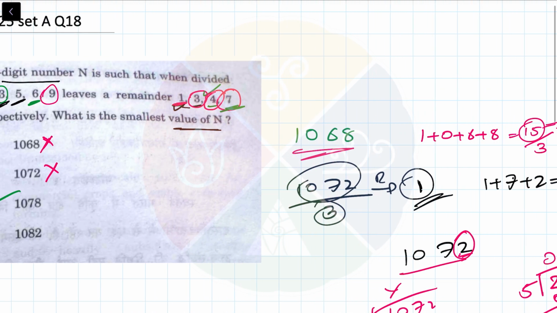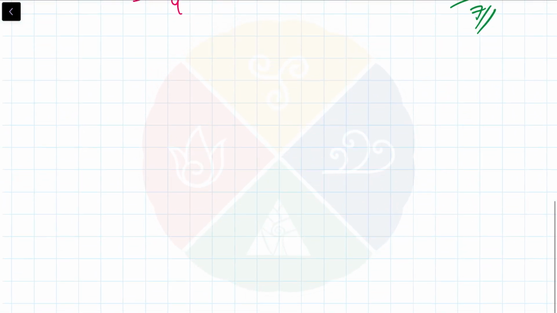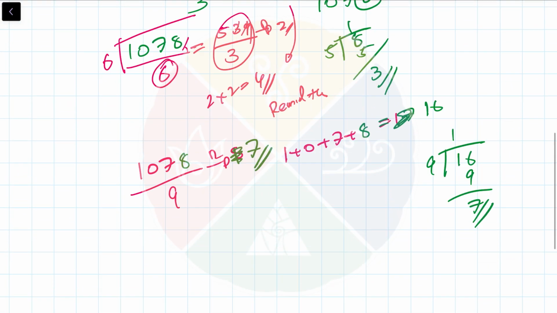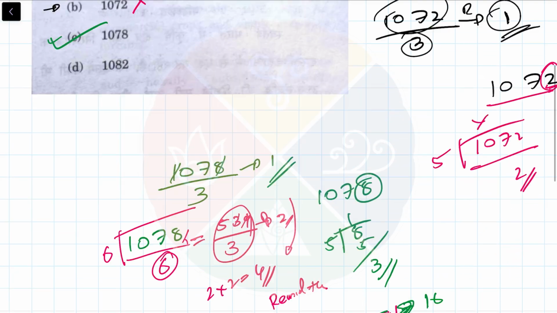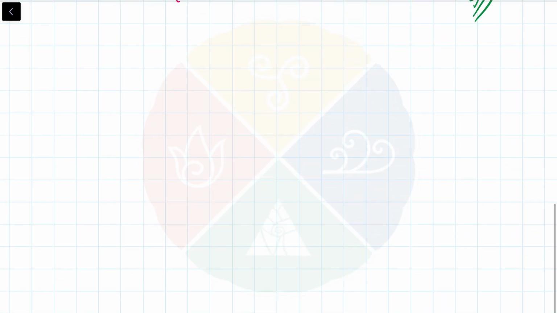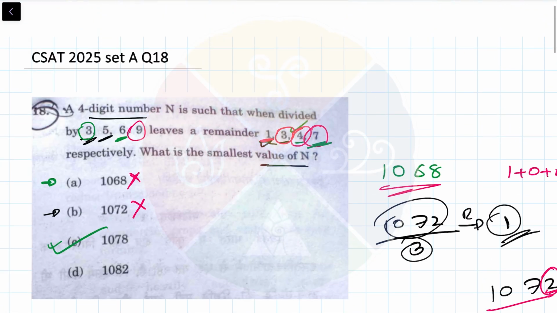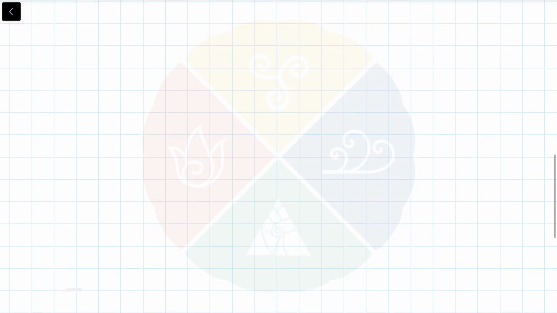But if you want the proper method, I'll show you the proper method also. See, let's take the remainders 1, 3, 4 and 7. What are the numbers? 3, 5, 6 and 9. The first thing is that we are supposed to get some remainders while dividing some random number.